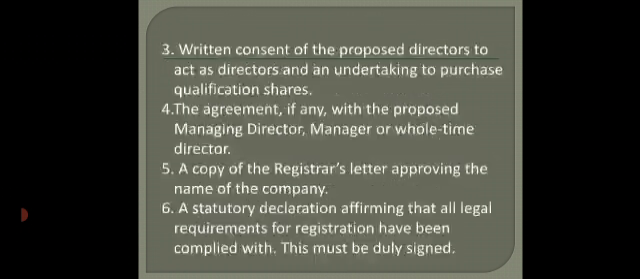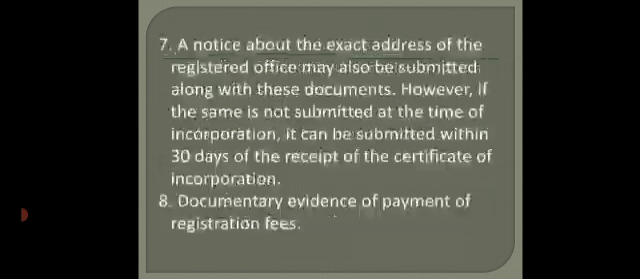Statutory declaration, that is an undertaking or declaration must be given that all the formalities are completed. That declaration must be signed by a chartered accountant or a cost accountant, that we have already seen. That declaration must also be submitted with the application. Seventh one is a notice about the exact address of the registered office, which may also be submitted along with these documents. So where the office is situated, the full address of that office, a notice about that must also be submitted.